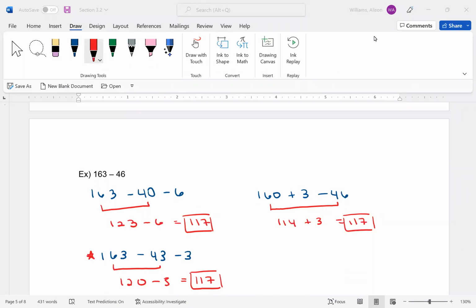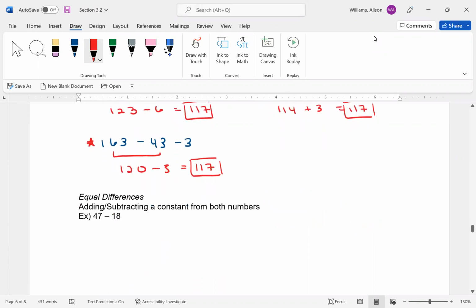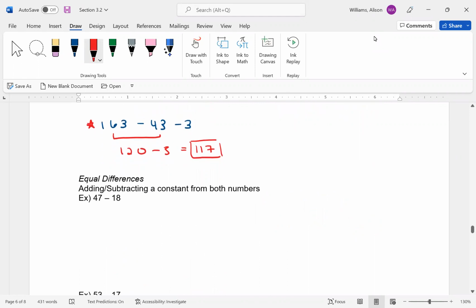Okay. Let's go ahead and look at another technique called equal differences. So for this one, it's the idea of adding and subtracting a constant from both numbers in order to make it easier to do. Now, by the way, equal differences, the fact that it says differences, that's an implication that we're doing subtractions. That's why this is going to work. So it works for subtractions.